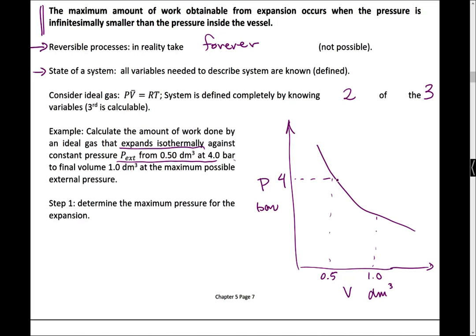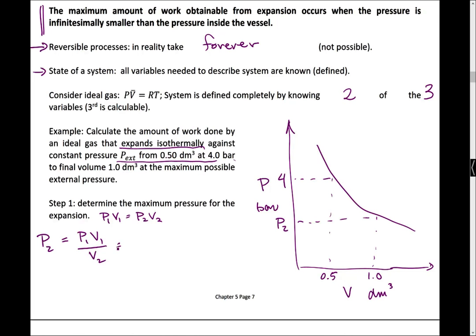Because it's isothermal, we again will say P1 V1 equals P2 V2. I'm interested in knowing what the pressure is at the end of this expansion on the isotherm. Let me just write that over there. That's going to be P2. That's what we're interested in. And then P1 V1 over V2.